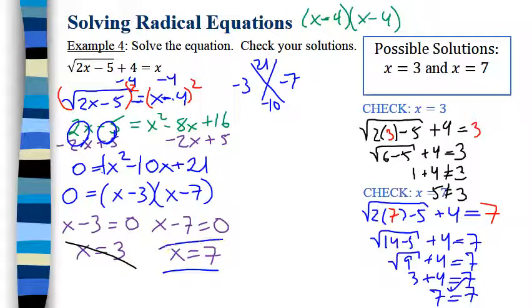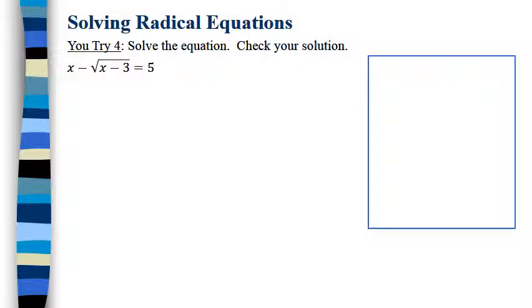And so we can say that x equals 3 is an extraneous solution because x equals 7 is the only one that makes the original equation true. Okay, go ahead and try this on your own. Welcome back. Here's the answer.